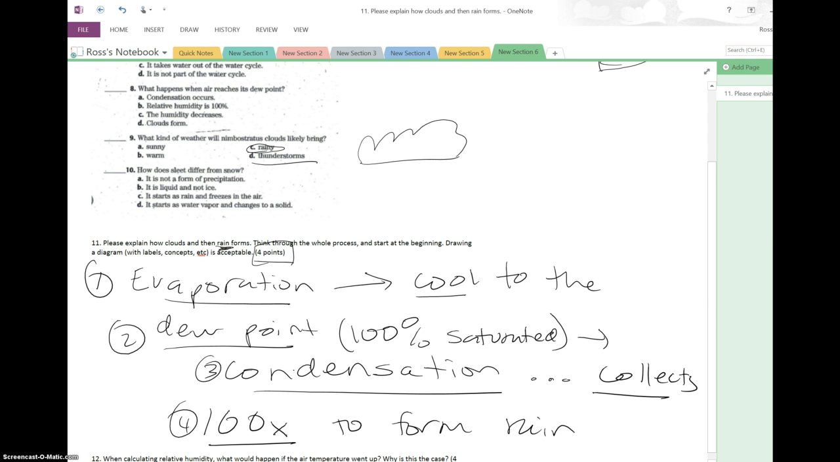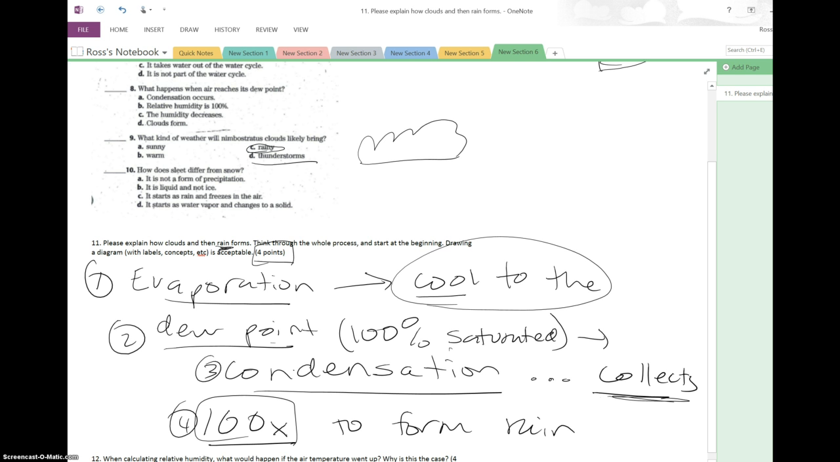So if you talked about it cooling, right, but didn't talk about the dew point, you usually got about half of those points. If you mentioned dew point or saturation and 100% saturation, that was fine. If you talked about the rain getting bigger or something like that, you got again half a point. But we want to talk about it collecting about 100 times.